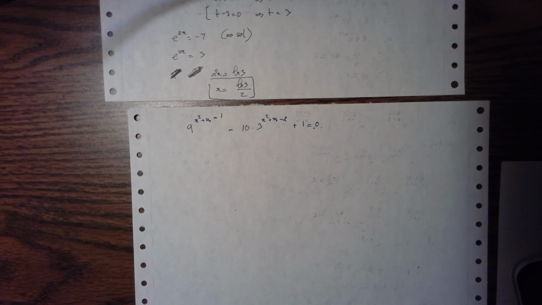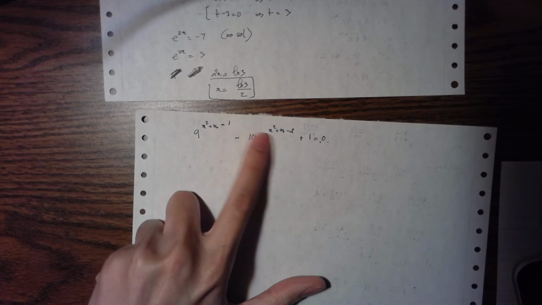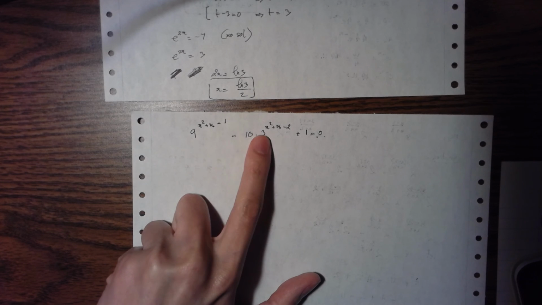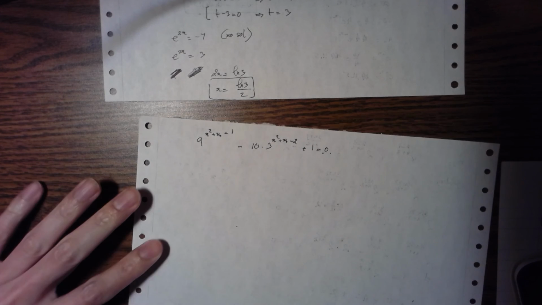Alright, so what do you see over here? What you see is that this looks like a pattern, right? They have something similar right here: x squared plus x minus 1 and x squared plus x minus 2. So look at this.